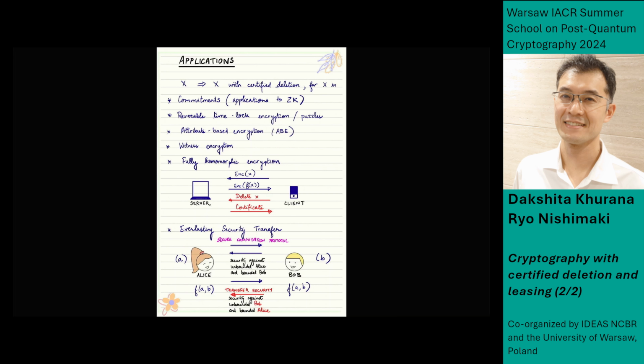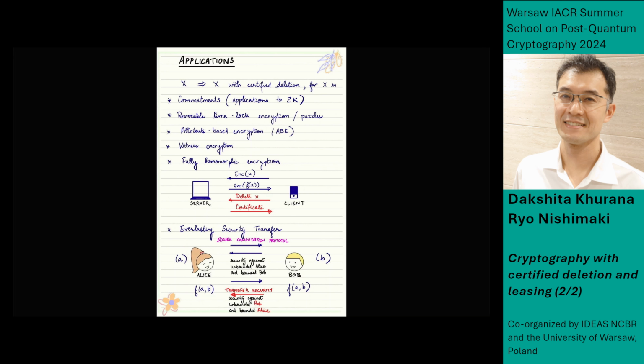So if we use fully homomorphic encryption as an underlying primitive, we can convert this into FHE with certified deletion, for example. And this technique can also be used to achieve everlasting security transfer.